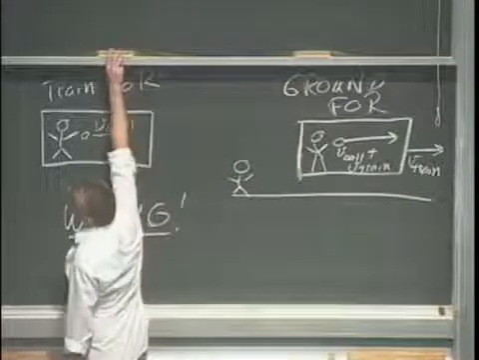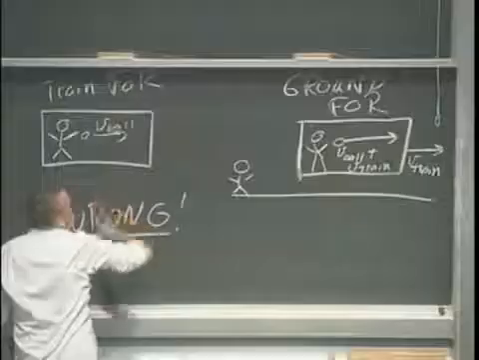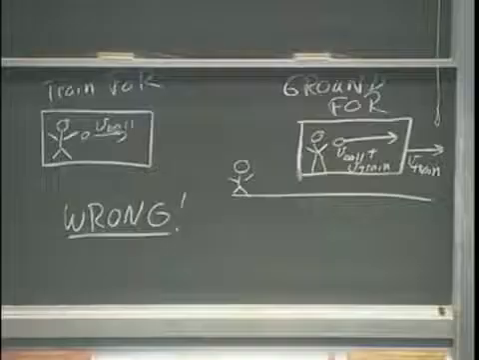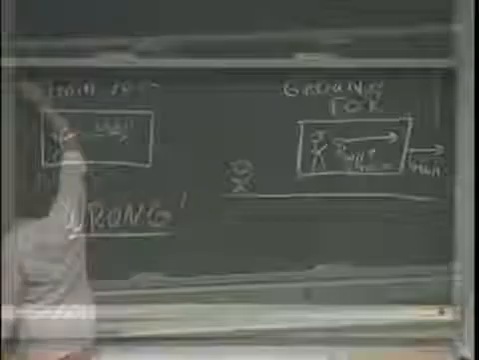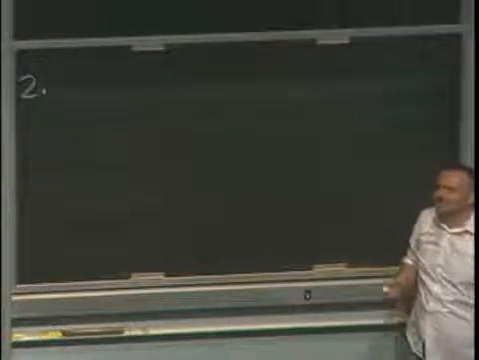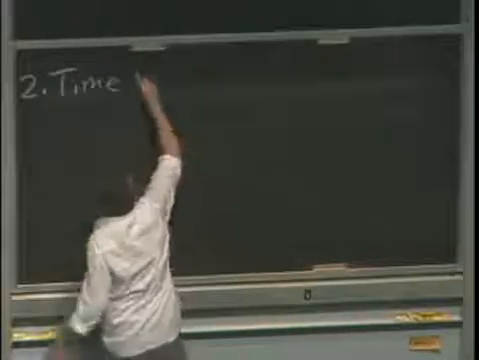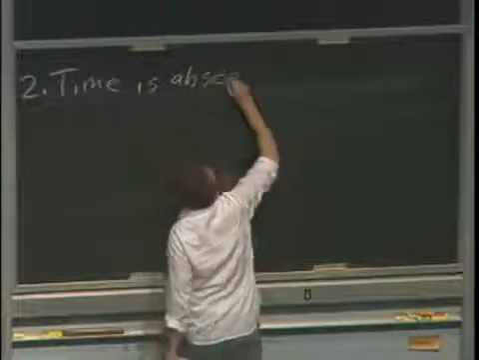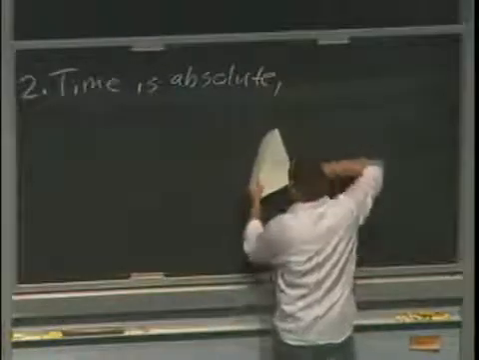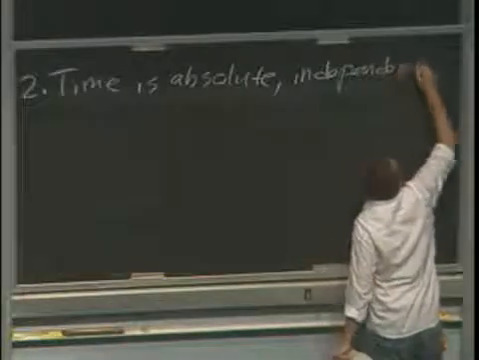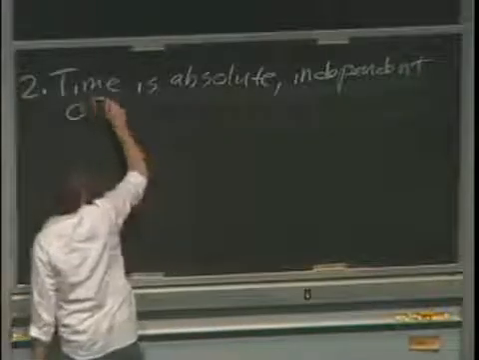So now the second one, which is even, I put that on the wrong board. Let's leave that up there. The second assumption, which is even more fundamental, is the one that really seems like an obvious truth, but is absolutely wrong. And that is that time is absolute, and it's completely independent of your frame of reference.